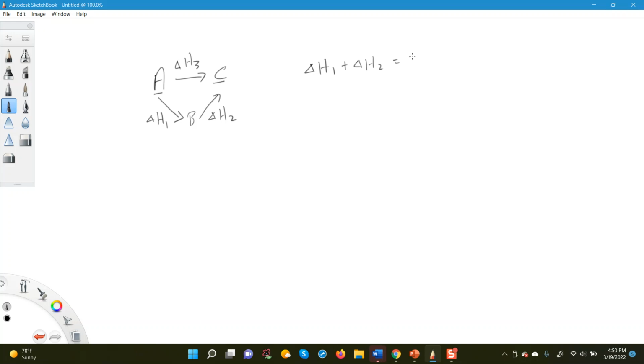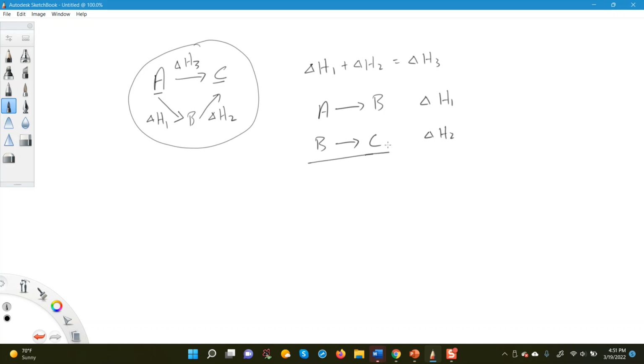Another way of looking at this, and this will become important when we actually do some problem solving, is that you can write down A going to B, and delta H1 would be the value for that enthalpy change, and then going from B to C, the enthalpy change would be delta H2. So if you add these two equations together, if you recall, if you have identical items on both sides, then you can cancel them out, which in this case would be the intermediate B. So therefore, going from A to C would be the sum of delta H1 plus delta H2, which would be equal to delta H3. So this is another way of basically showing you the same thing, all right?